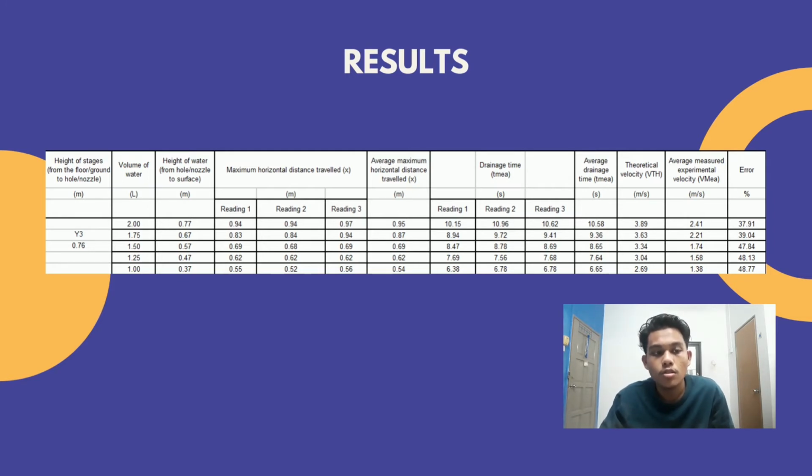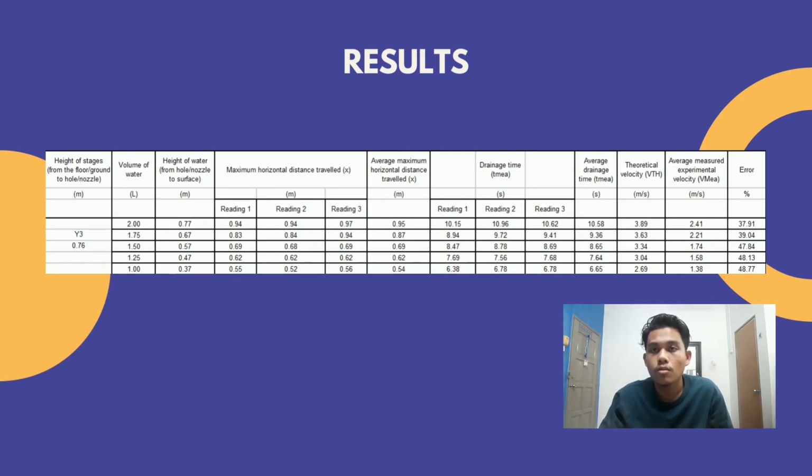For the maximum horizontal distance traveled, which is x, it is the same. We need to take 3 readings so that we can get the average maximum horizontal distance traveled. And for the drainage time, we also need to take 3 readings so that we can have the average drainage time.